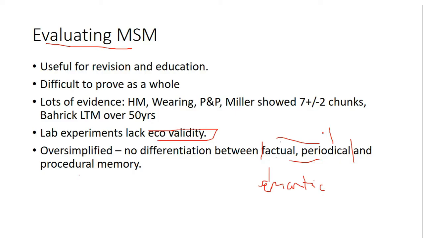Episodic. That's it, episodic. So we've got semantic, we've got episodic, and we've got procedural. Semantic is hard facts, like a book has pages in it. Episodic, which I called periodical, is about what you've done in your life. For example, yesterday I fed the cat. Procedural is about how you do things, for example, how you write your name.